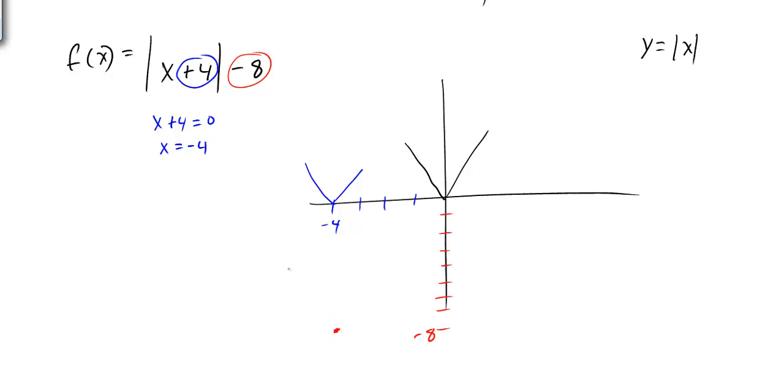So we're going to move straight down 8 units. And then we have our graph here. So again, 4 units to the left and then down 8. All right, now what I want to look at is if I give you the graph, I want to see if you can come up with the equation.